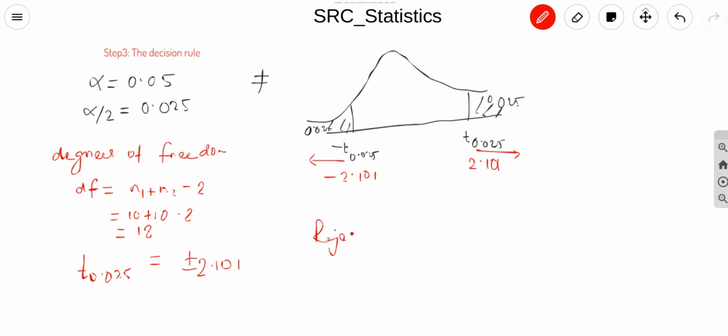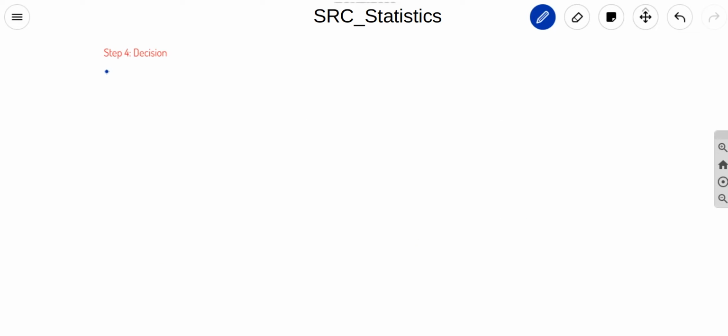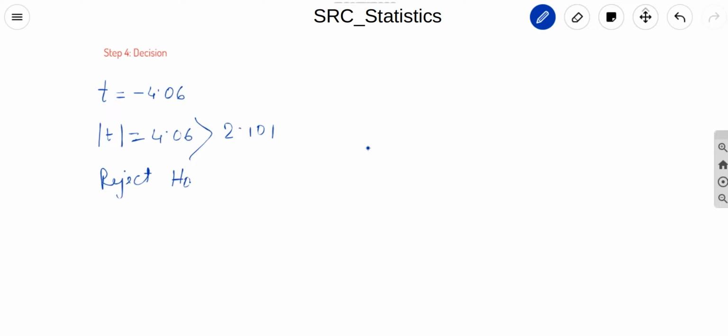So our decision rule is: reject H naught if the modulus of t is greater than 2.101. Step 4 is the decision. What was our value of the test statistic? t equal to negative 4.06, that is, the modulus of t is 4.06, and it is greater than 2.101. Therefore, our decision is to reject the null hypothesis because the test statistic value falls in the critical region.